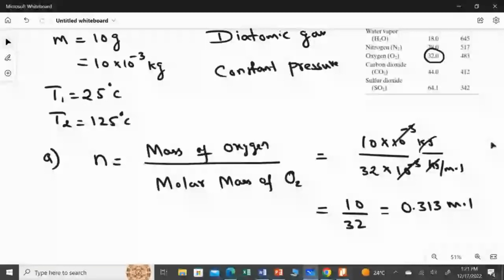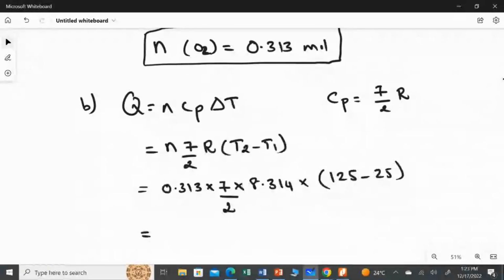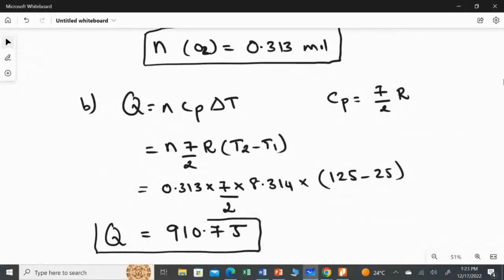Now I'm going to substitute the value of Cp as well as the temperature: n times 7 over 2 times R multiplied by T2 minus T1. Substituting, we have 0.313 multiplied by 7 multiplied by 8.314, which is the gas constant, multiplied by 125 minus 25, final temperature minus initial temperature, over 2. Clear? So let's see the answer for the heat. Here I got 910.7 joules. This is the answer for the second part. Okay.